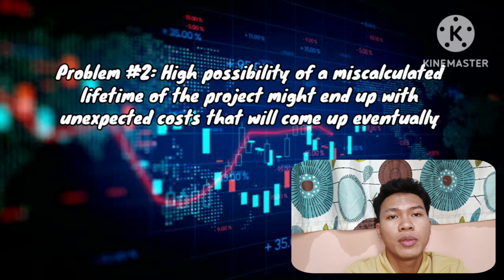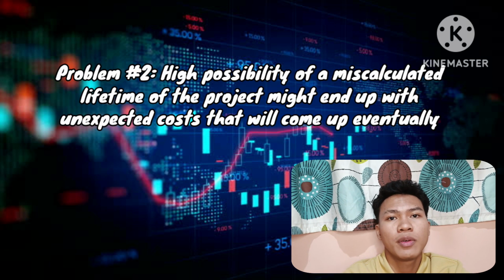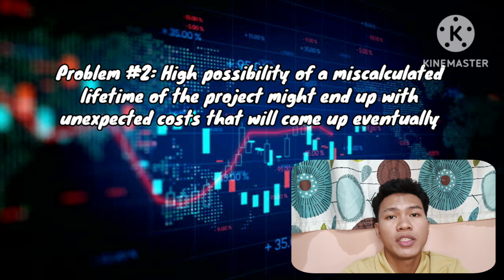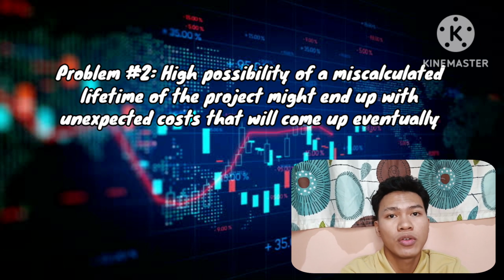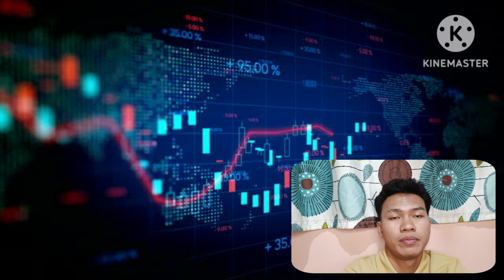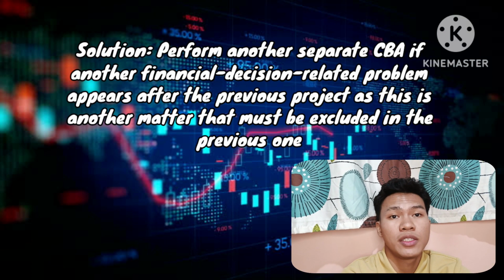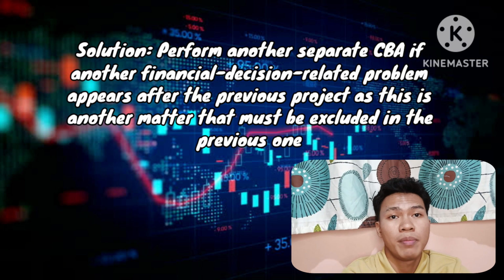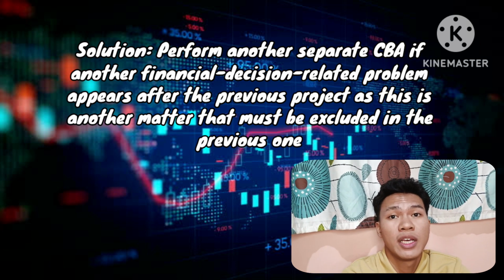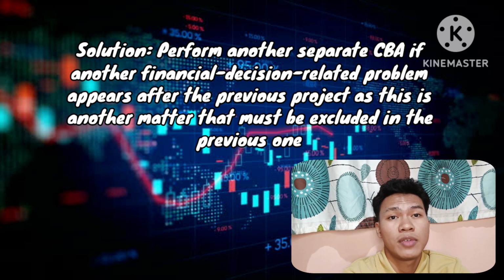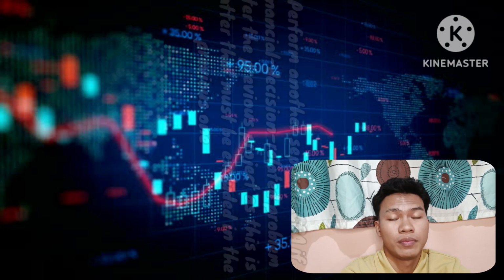Next problem is problem number 2. High possibility of a miscalculated lifetime of the project might end up with unexpected costs that will come up eventually. Its solution is to perform another separate CBA if another financial decision related problem appears after the previous project, as this is another matter that must be excluded in the previous one.